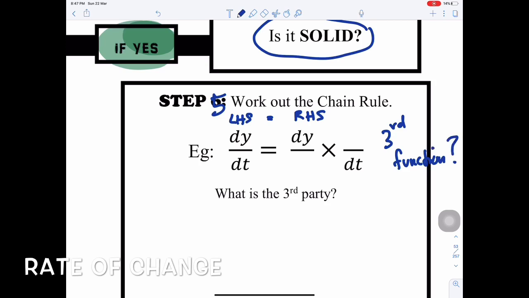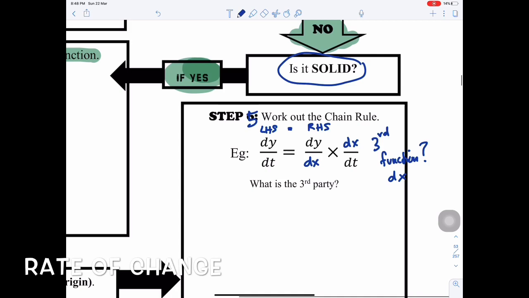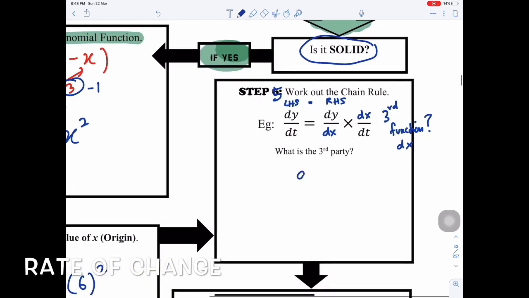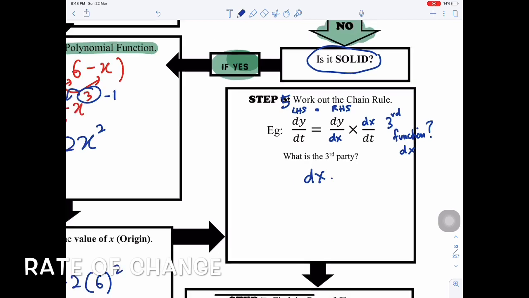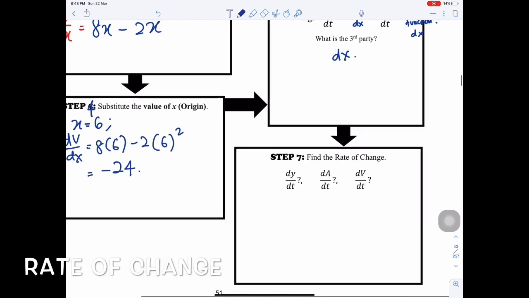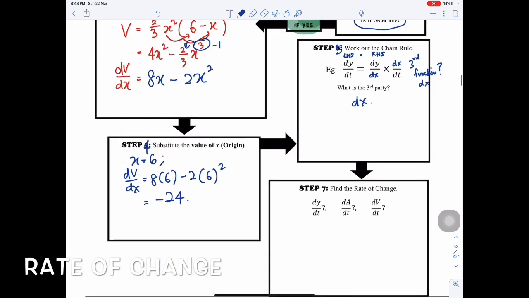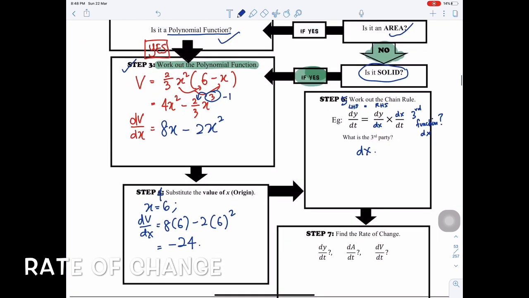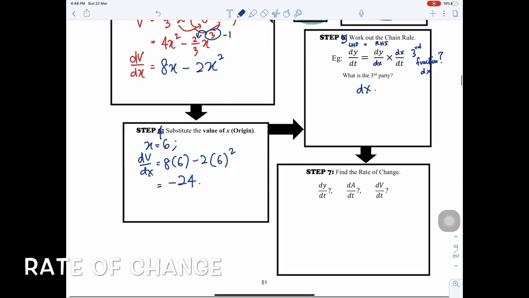The third function is dx. So dx, that means, this is the example. What is the third part? dx. Okay, next step, find the rate of change.